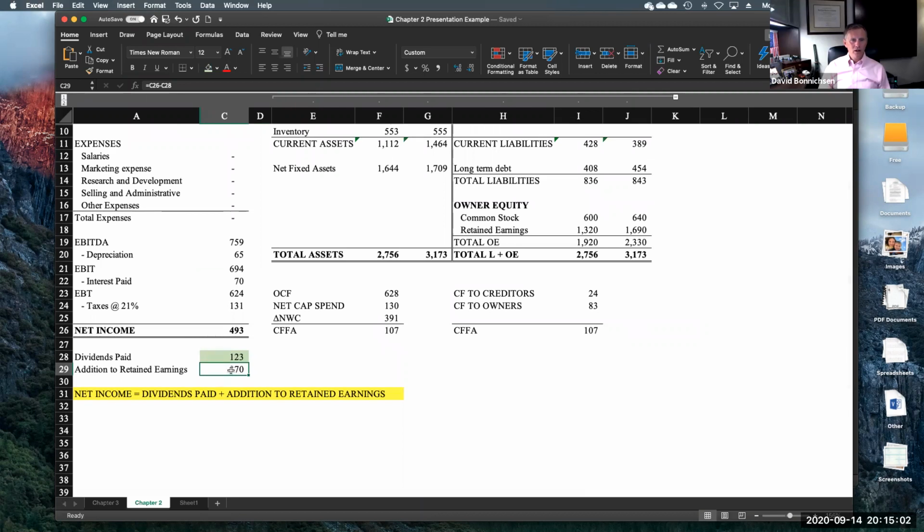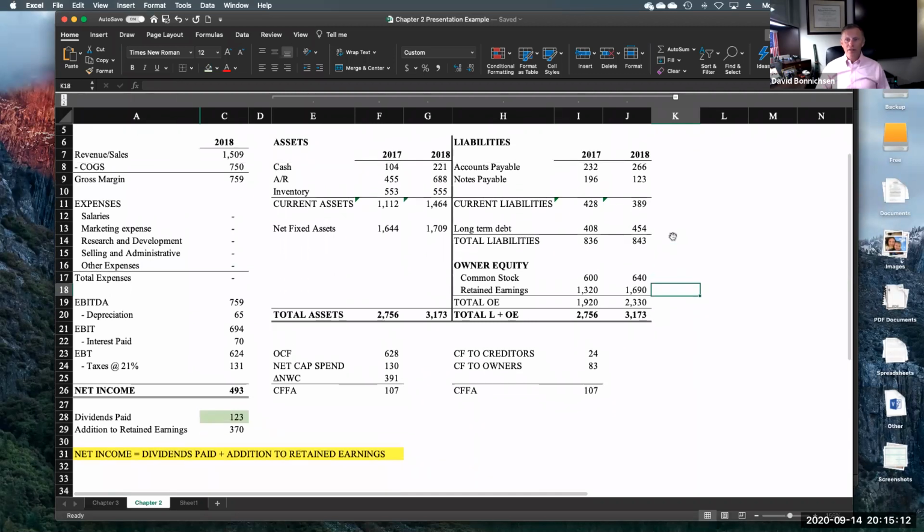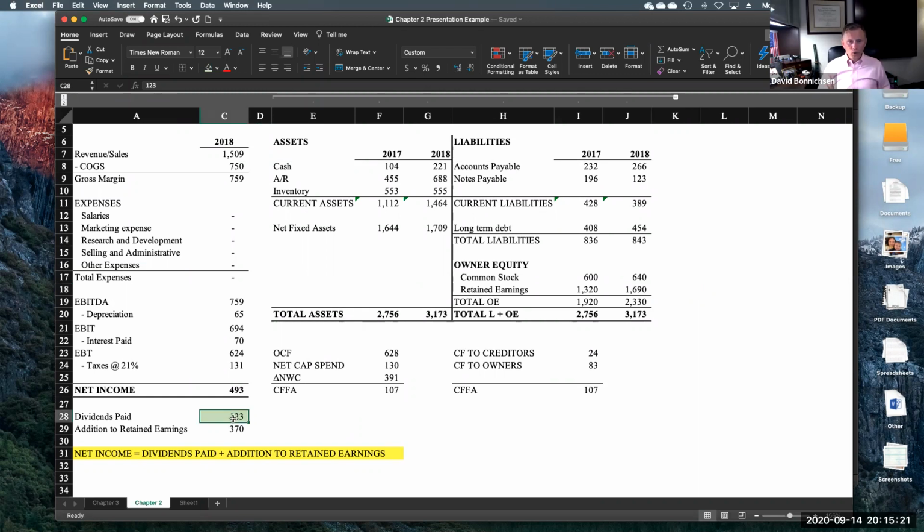See? Yeah. So the addition to retained earnings from the income statement flowed directly to the balance sheet. Okay? Right? So that relationship right there is crucial for you to understand. Okay? Once we pay dividends out, whatever is left from net income flows to retained earnings. Can anyone give me an explanation of what retained earnings is? If you're an accountant, please speak up.